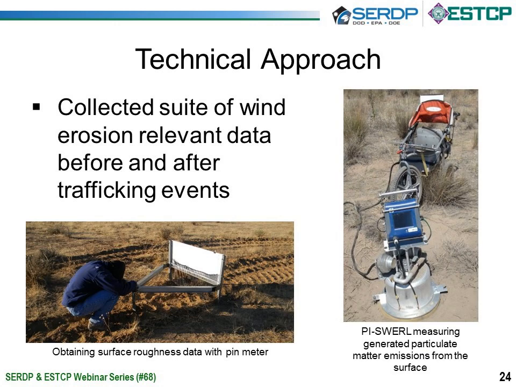Also, as a part of the suite of wind erosion relevant data collected before and after trafficking on the figure-8 plots, we measured surface roughness with a pin meter, and took particulate emission measurements with a PI-SWERL, a portable in situ wind erosion laboratory, shown in the right photo. This device was designed and developed by the Desert Research Institute, initially for research on unpaved roads and natural surface conditions.